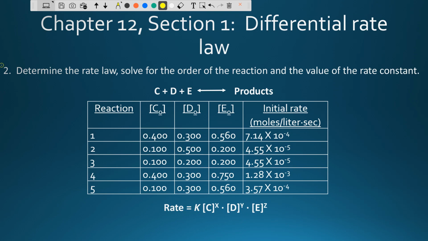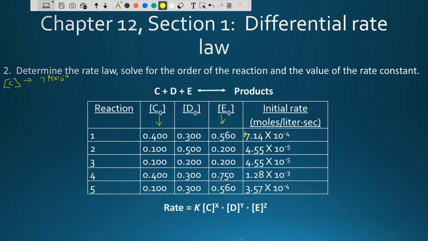So let's go ahead and solve for my C concentration first. Okay, so that's going to be my 7.14 times 10 to the negative 4. These are the values right here that we're going to be looking at in each of these. And if I see my 7.14, that's this value.